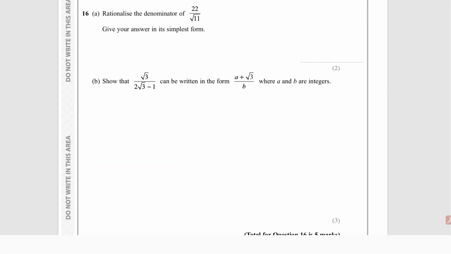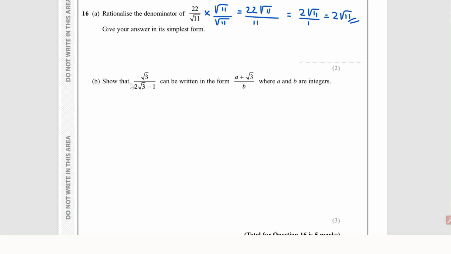Now this will be the last past paper question for this video. Here we need to rationalize the denominator of 22 over root 11, giving our answer in the simplest form. So for this we just need to multiply by root 11 over root 11. 11 is a prime number, so we can't simplify this down anymore. This will give us 22 root 11 over 11. 11 goes into 22, so this can be simplified. 11 goes into 22 twice, so that is 2 root 11 over 1, which is the same as 2 root 11 as our final answer.